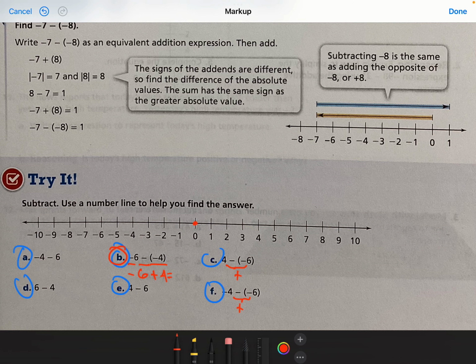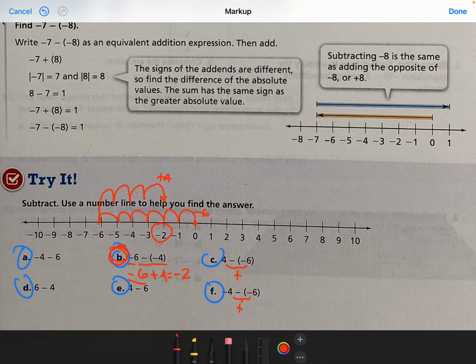Let's start at 0 for part B, and this is negative 6, so let's go to the left 6 times. Then from there, it says plus 4, so you don't go back to 0 yet, you just go 4 times to the right. So that's a negative 6 movement and a plus 4. The answer will be exactly negative 2.